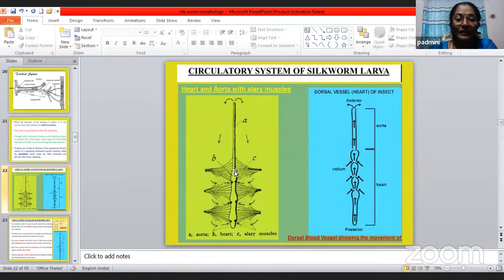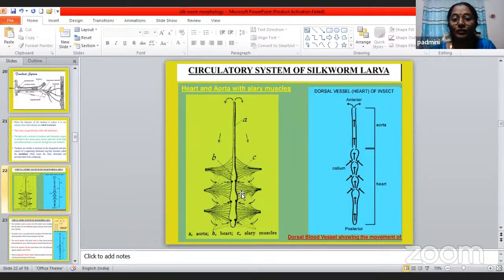And the heart region over there, why I kept this picture is these are the alary muscles that are present on either side of the heart, and these alary muscles are the ones that are going to help in contraction and relaxation of the heart, so that you have the systolic and diastolic pumps present over there, the alary muscles that are present on the abdominal region.